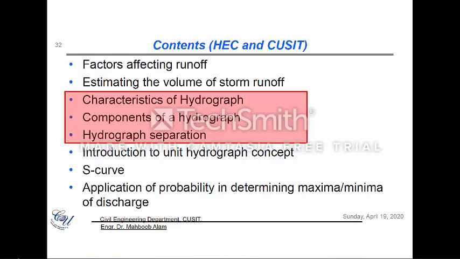Okay, so we looked into factors affecting the runoff and the volume of storm runoff. Next are the characteristics, components, and hydrograph separations. We'll be looking into these things at the same time because they are all related to each other.